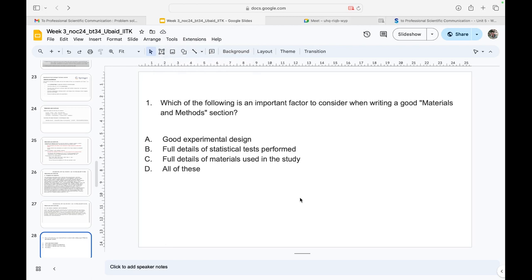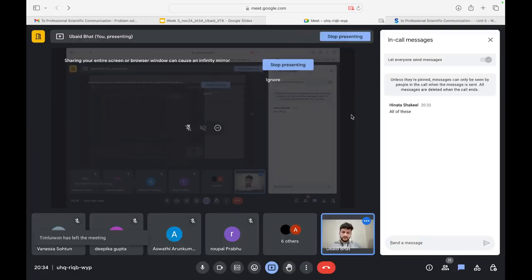So can you tell me, apart from good experimental design and full details of the statistical tests, I already told you materials you have to write properly, statistical tests you have to write properly, what other things you have to consider? You can write or you can just unmute yourself.